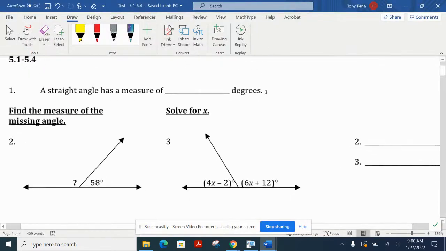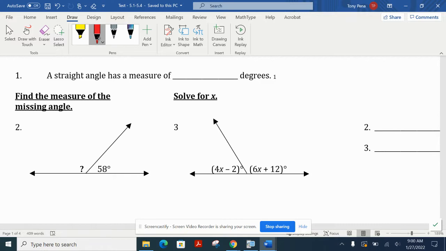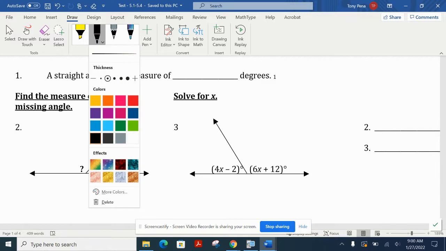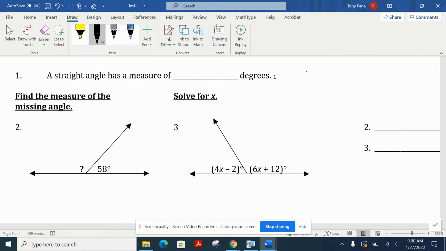So number one, when it says a straight angle has a measure of, we're just writing down the degree measure in a straight angle. All right, and Mo, that's how many degrees for number one? I guess 102. Is it 104?